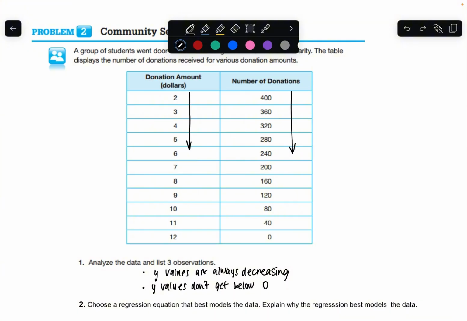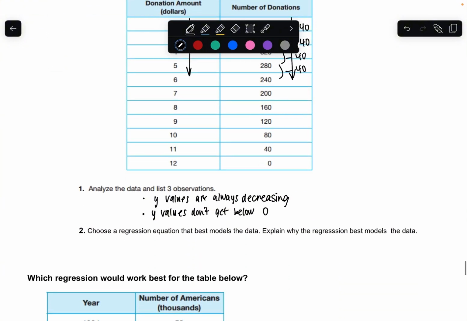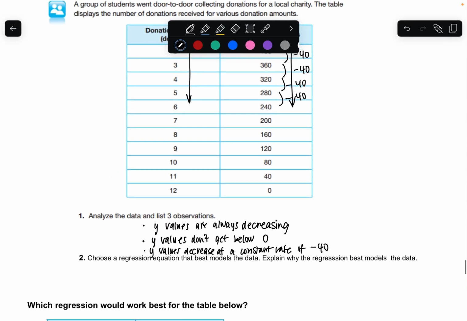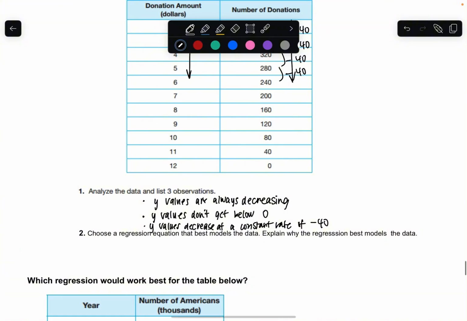And then a third thing I'm noticing, if we look at the pattern, it looks like we're decreasing by 40, decreasing by 40, decreasing by 40, decreasing by 40. And so y values decrease at a constant rate of 40. Okay, and so if we're trying to choose a regression equation, we already know it would be linear because of the constant rate.